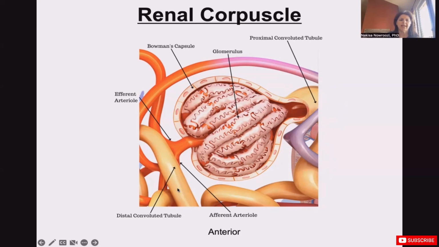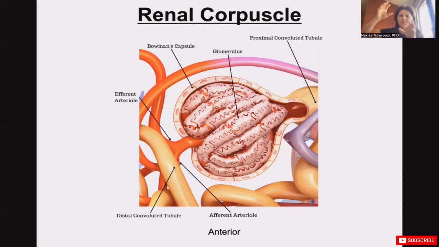Now we're looking at proximal convoluted tubule and distal convoluted tubule. We are looking at afferent, which is the thicker arteriole, bringing blood to or feeding the renal corpuscle, and efferent arteriole, which is the thinner one. It's draining the corpuscle. As you can see, the proximal convoluted tubule is connected. So if this was renal corpuscle, proximal convoluted tubule is connected.